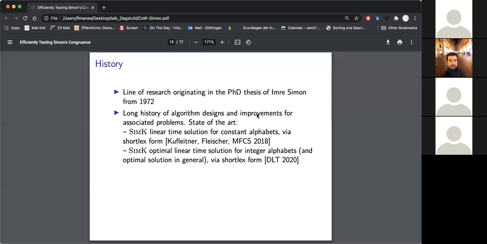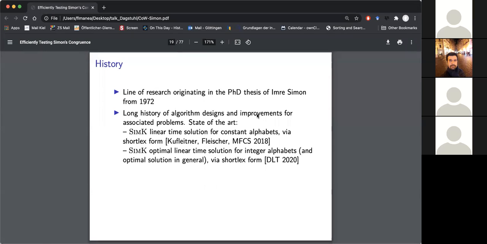In all programming languages, or in most of them, characters are integer type. So it makes sense to try to solve your problem for integer alphabets, so unbounded alphabets, rather than assuming from the beginning that you have a constant size. At DLT 2020, with Pamela Fleischmann and Dirk Nowotka and some of their students from Kiel, we have shown that basically SimK can be solved in linear time for integer alphabets.